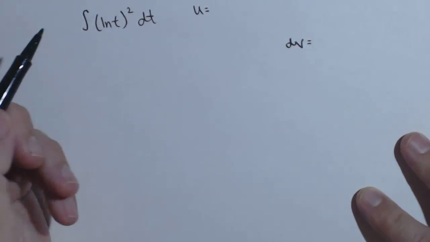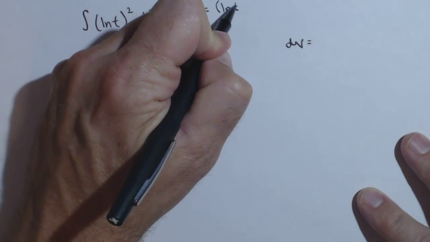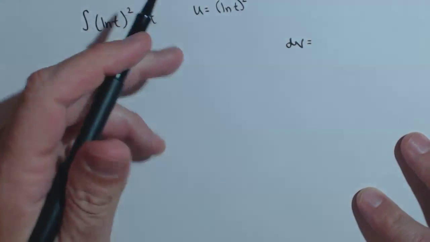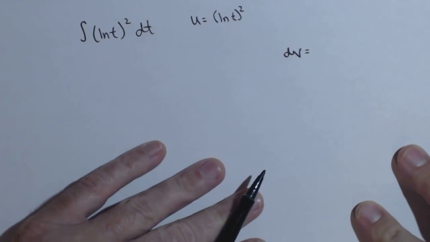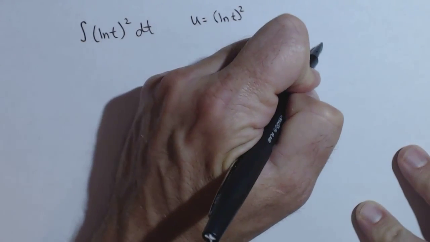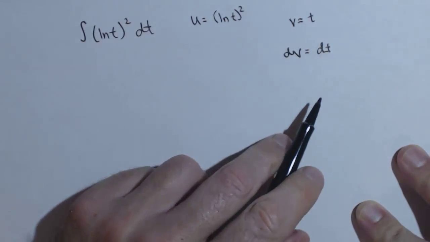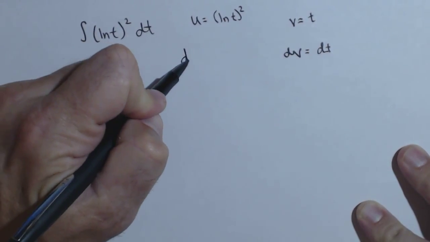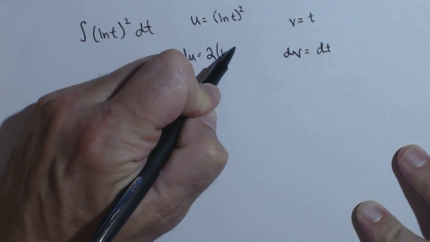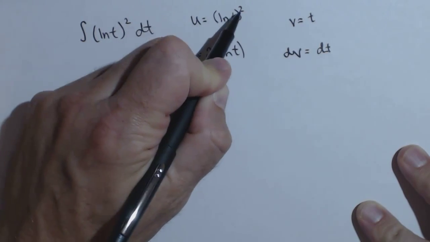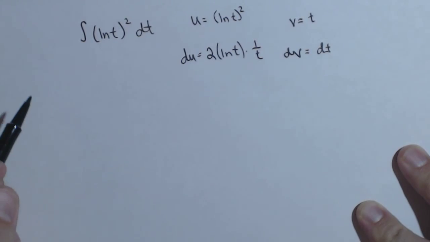So we're going to choose our u and our dv. Now our u, we're going to let be the whole thing, ln of t, the quantity squared, because ln of t is not a basic antiderivative, and that is really our only choice. dv is what's left, which is dt. So v is easy, it's just t, the antiderivative of dt. du is going to require a chain rule, which is 2 times ln of t to the first, bring the power down, decrease the power by 1, times the derivative of the inside, which is 1 over t.